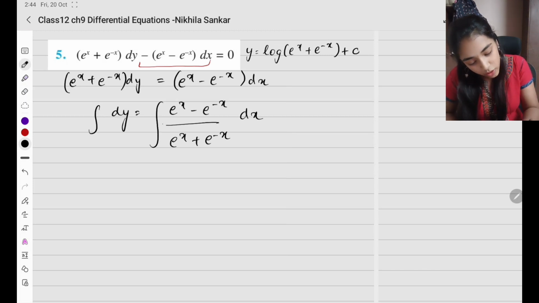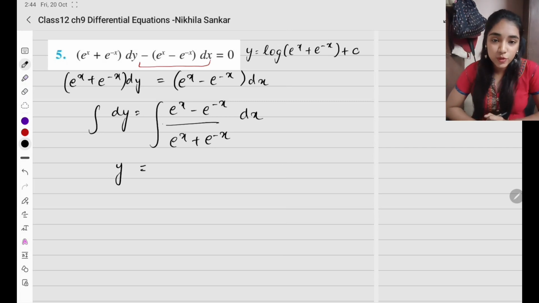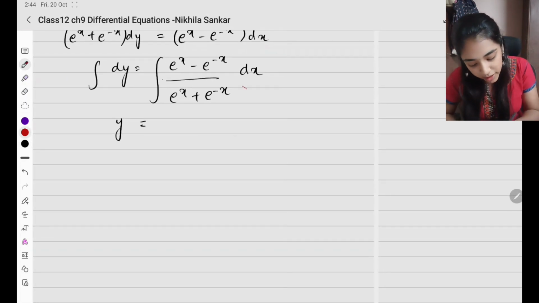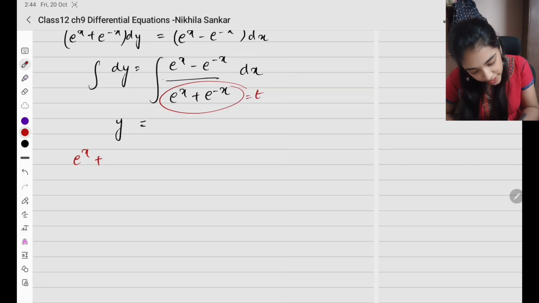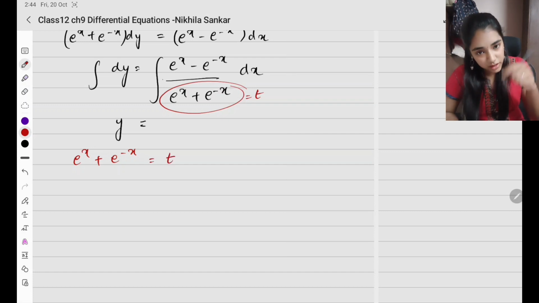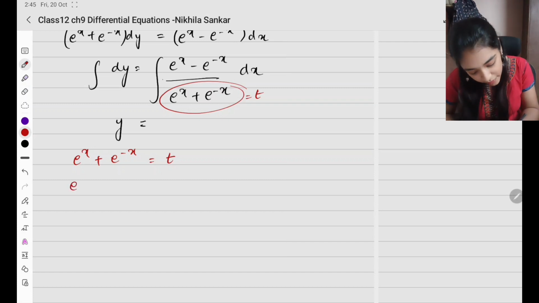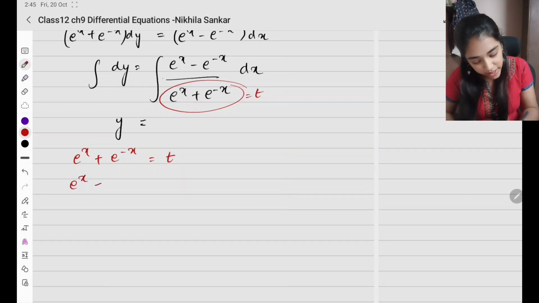Now when I integrate on both sides, on LHS I'm going to have y. Now what am I going to do on RHS? I'm going to use the substitution method. So I'll take the denominator as t. This is going to be my t. So what I'm going to do, e to the x plus e to the minus x equals t. When I differentiate both sides, I'm going to have the derivative e to the x plus e to the minus x times minus 1.